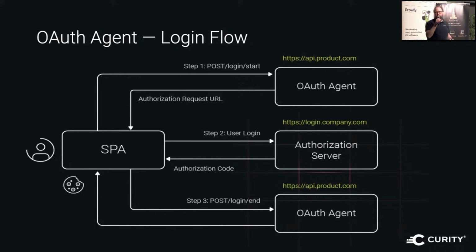The authorization server performs login as usual, and as part of the auth code flow, at some point it will return the authorization code back to the SPA. Now the SPA calls the auth agent again, now on the login end endpoint, and the auth agent is responsible for exchanging that code for a set of tokens. It takes these tokens, encrypts them, puts them in cookies, and sends the cookies back to the SPA. So now the token isn't in the browser, but the SPA uses cookies.